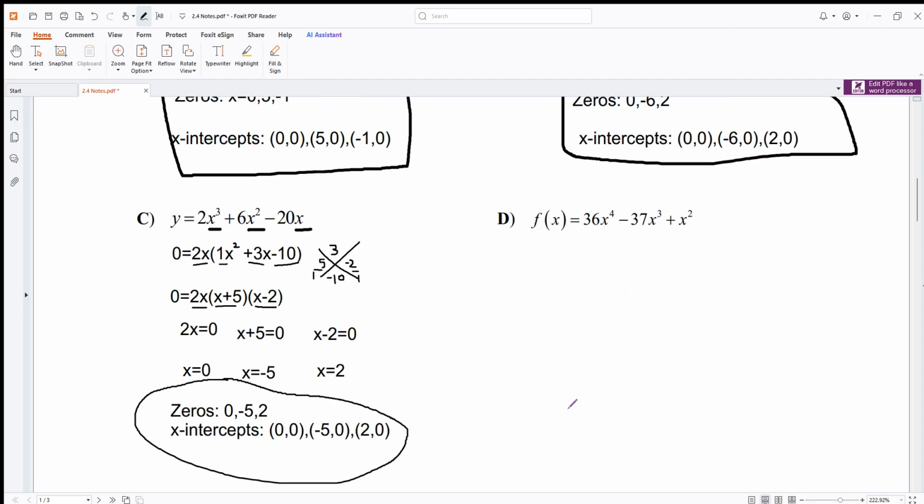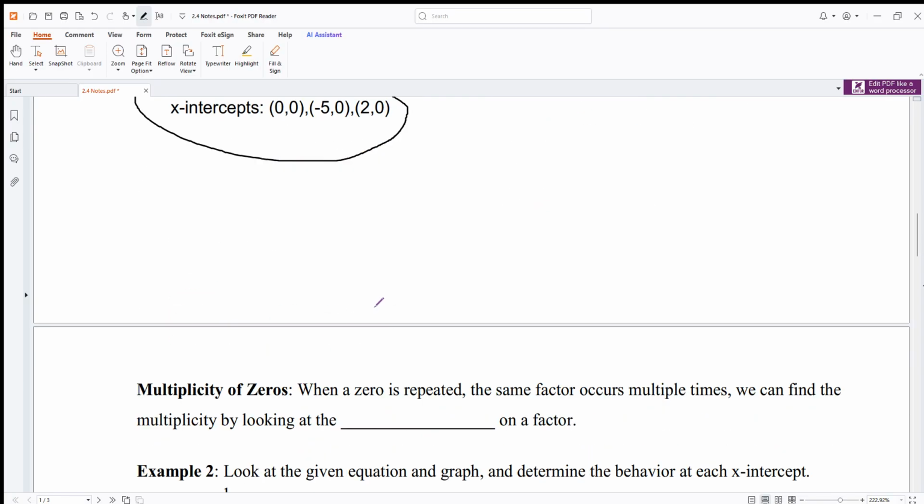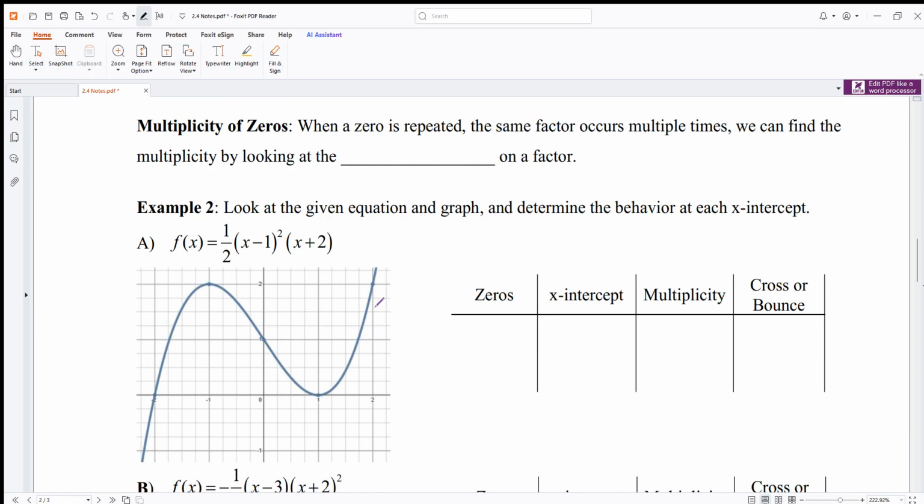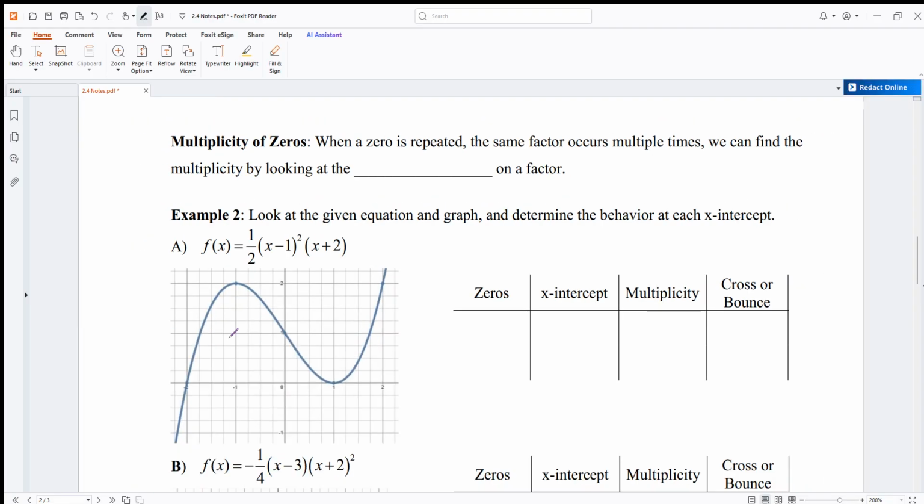If you want to do that last example, go for it. Check out the notes filled in if you want to make sure you're correct. But those are zeros and x-intercepts. So now, turn the page, multiplicity of zeros. What is it? What does it do? Well, the word multiple is kind of within that word multiplicity, and that's really what this means. When we say multiplicity of zeros, we're saying how many multiples, how many of that zero do you have?